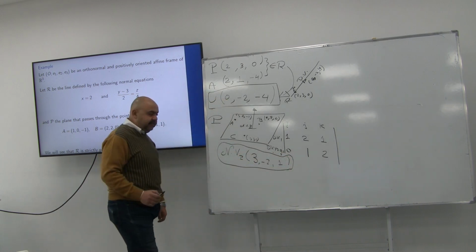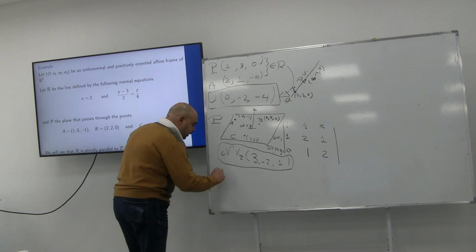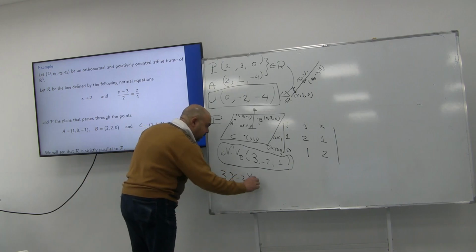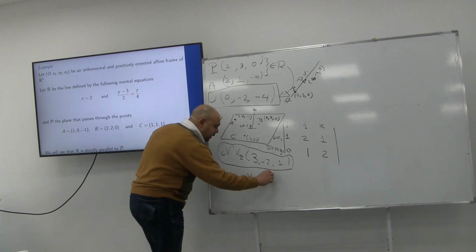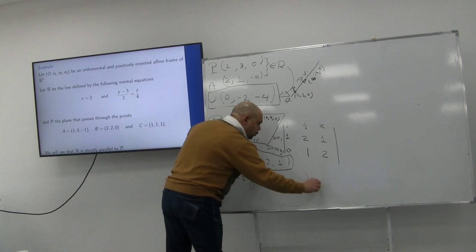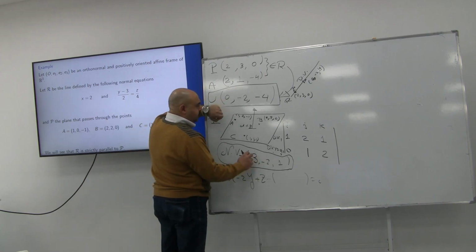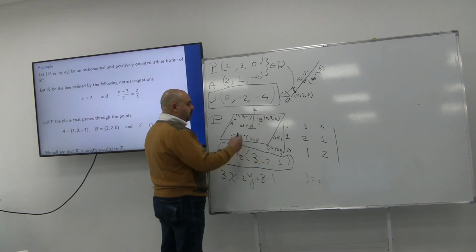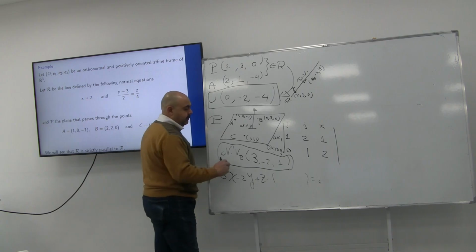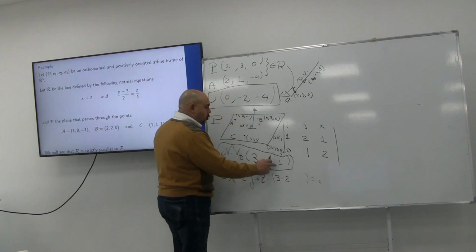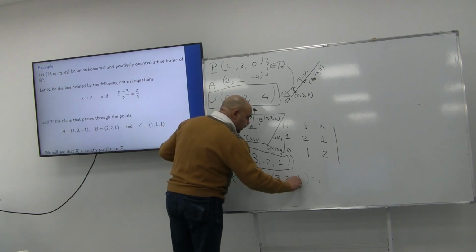So the equation of this plane can be written as the following: 3 of an x, negative 2 of a y, plus a z minus, open a bracket, equal to 0. All I have to do is to multiply these coordinates times any of these points. I will use point C, for example. So 3 times 1 is going to be 3. Negative 2 times 1 is going to be negative 2. 1 times 1 is going to be plus 1.